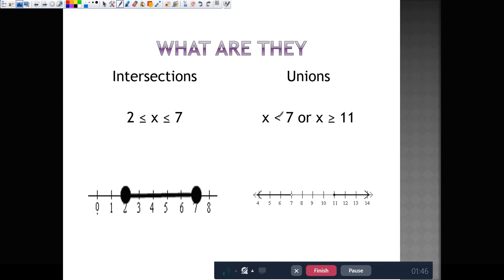Okay? And a union, it has an or in it. So x is less than 7, so an open circle at 7, it's less than 7. Or x is greater than or equal to 11, so it's a closed circle, and then it's greater than 11, so it goes to the right.